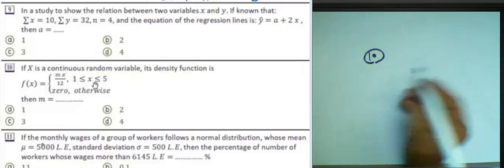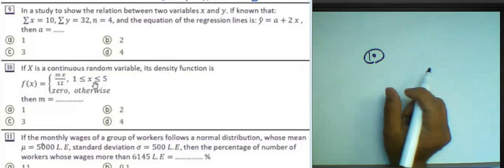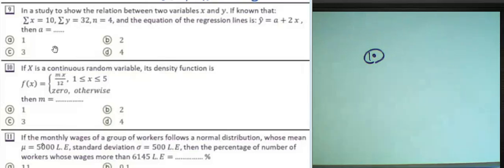Question number 10. If x is a continuous random variable, its density function equals what? We know the total probability of the area equals 1 because the example says it is a continuous random variable. Then probability at 1 and probability at 5, the sum of them equals what? Equal 1, divided by 2. It's the area of the trapezium. You know the probability from question number 9.